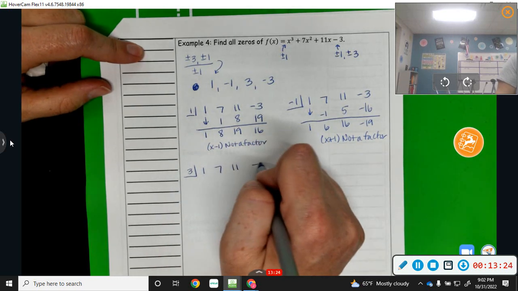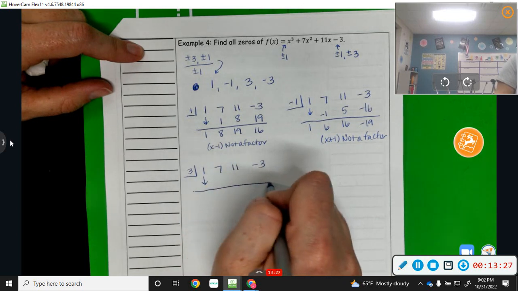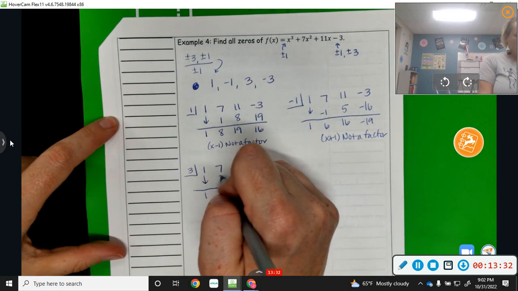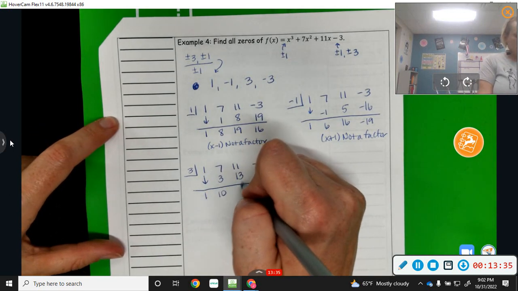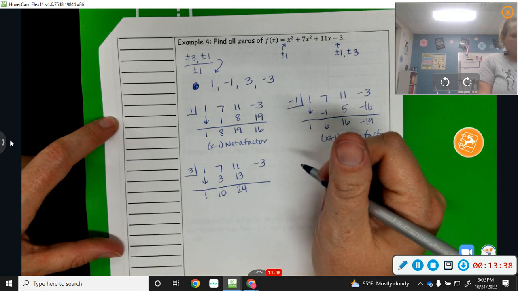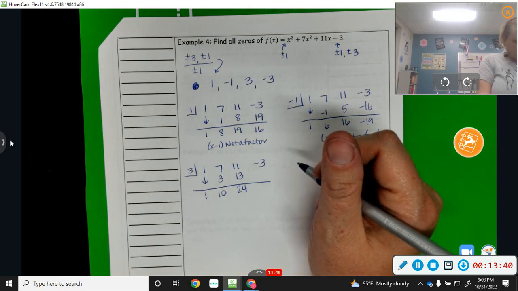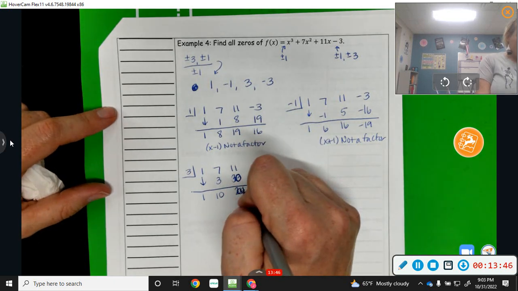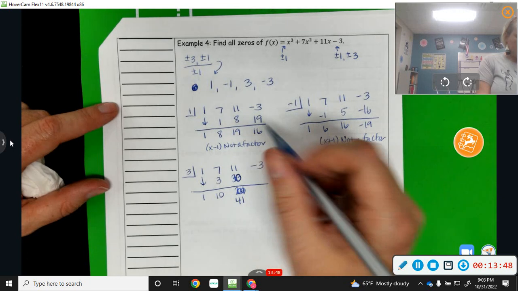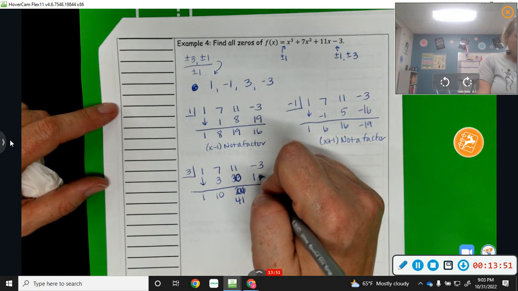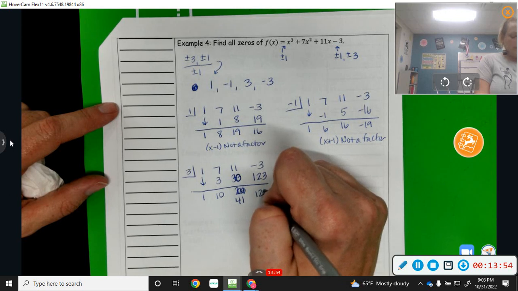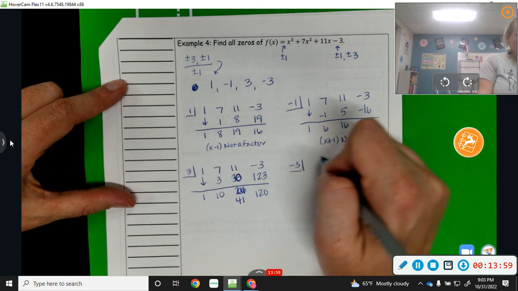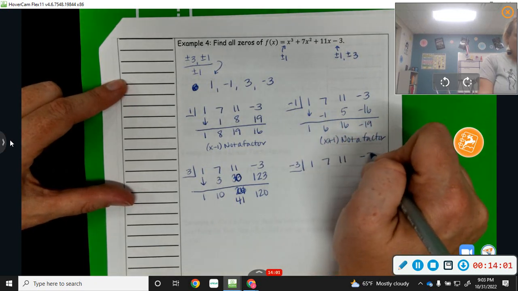1, 7, 11, negative 3. 10, 13, 24. Just kidding, 30. That should be 30. And this is 41, right? 41 times 3 is 123. So this would be 120. Okay? And then we have negative 3. 1, 7, 11, negative 3.